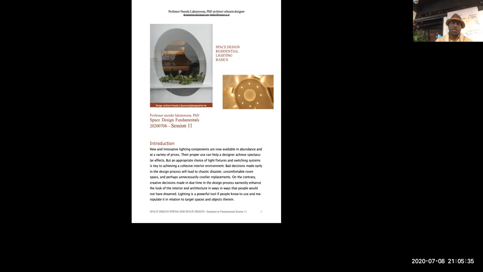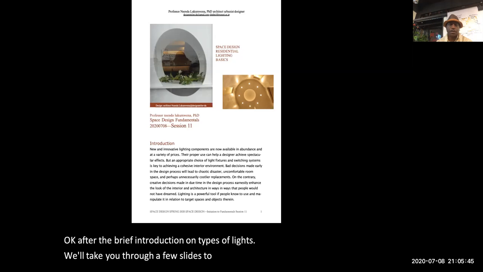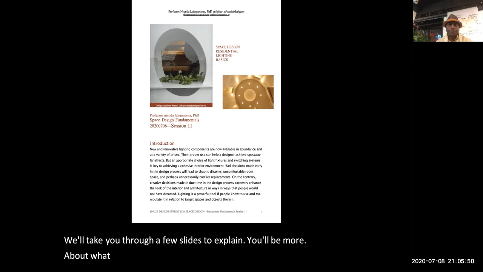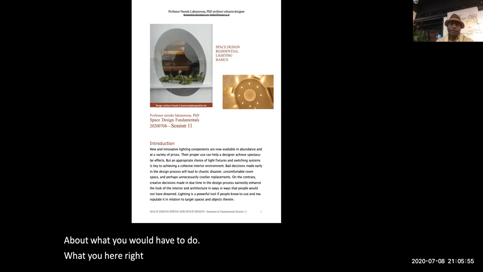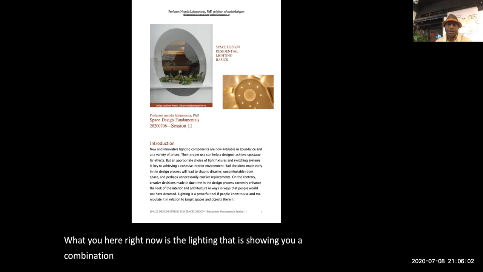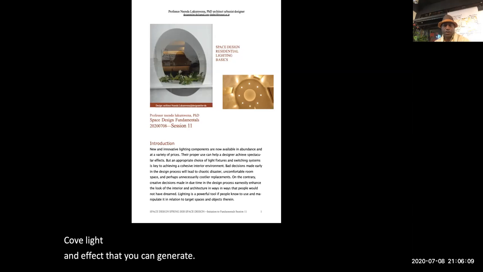Okay, after the brief introduction on types of lights, I will take you through a few slides to explain to you a little bit more about what you would have to do. What you see here right now is the lighting that is showing you a combination of down lights, cove light, and the effect that you can generate in your own design.